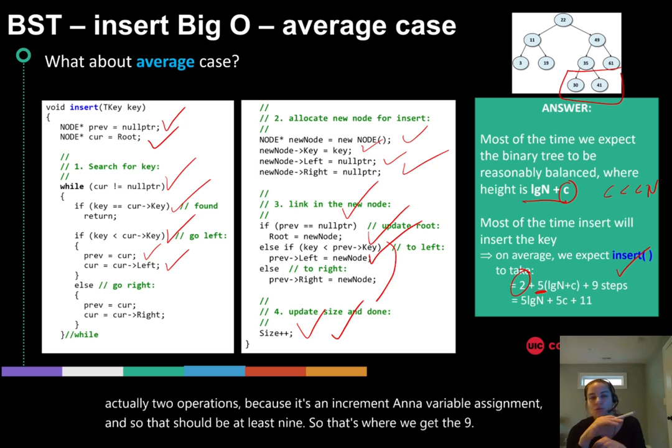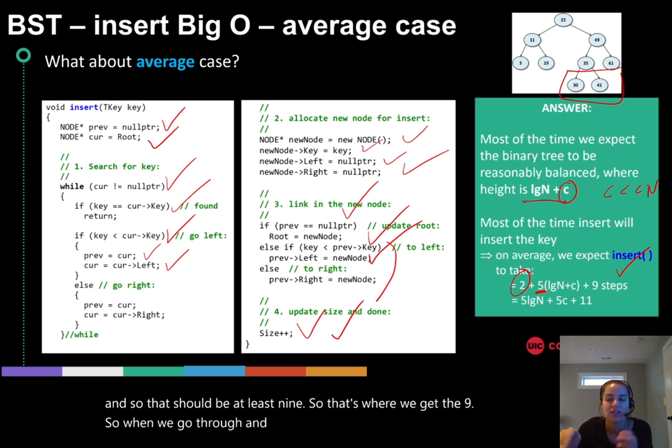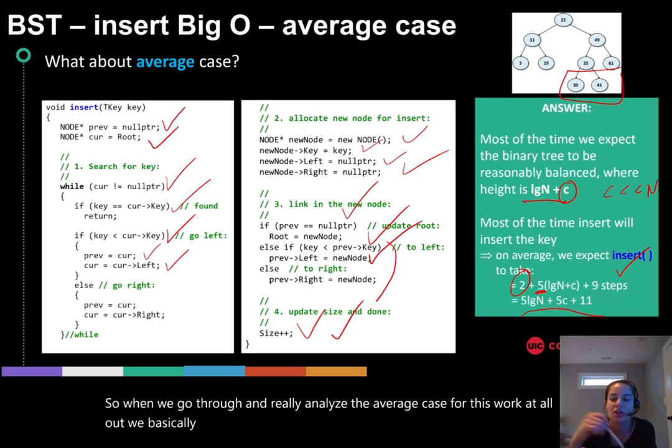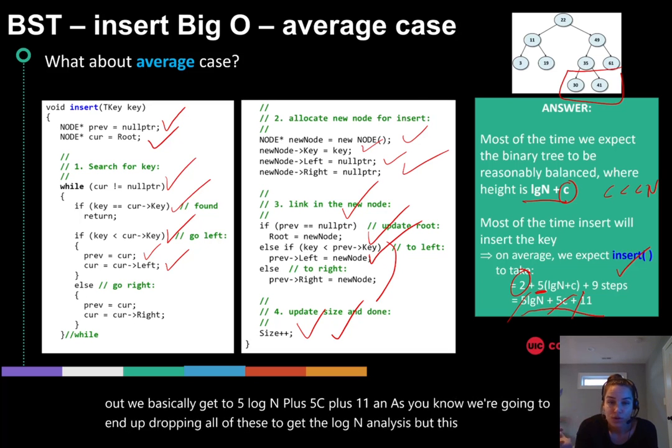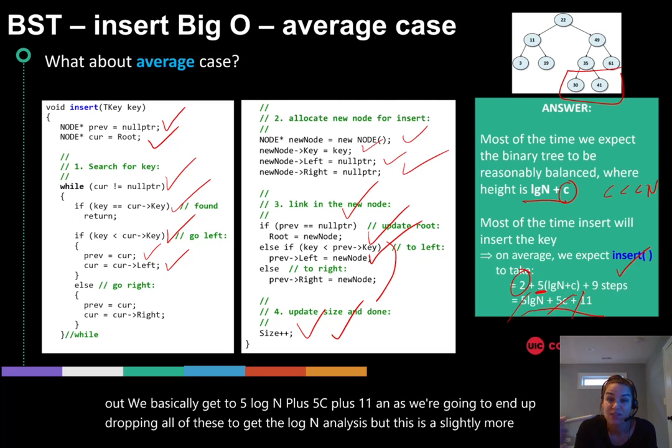So when we go through and really analyze the average case for this and work it all out, we basically get to 5 log n plus 5c plus 11. And as you know, we're going to end up dropping all of these to get the log n analysis. But this is a slightly more thorough analysis of a specific algorithm.